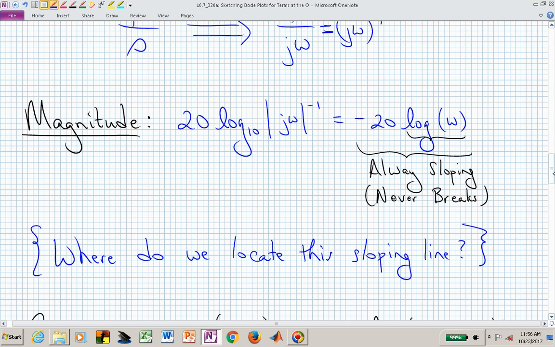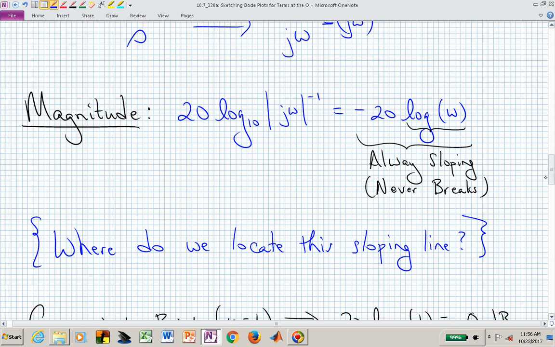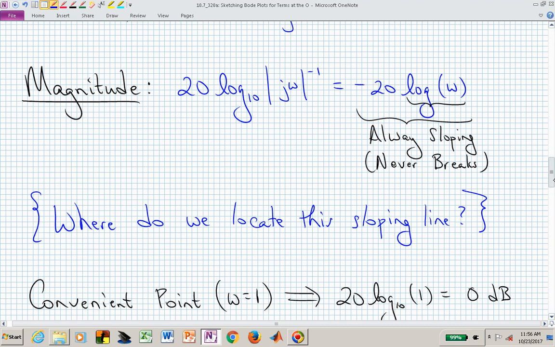And now all we need to know is, where do we locate this sloping line? We have a sloping line. It's down if we have poles. It's up if we have zeros. The slope will change depending on how many poles or zeros we have. If we have 1, we're at 20 dB. If we have 2, then we have 2 times 20. So if it's 2 poles at the origin, we have a minus 40 dB slope.